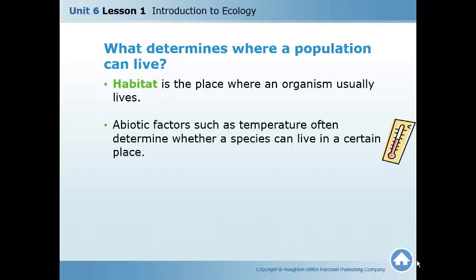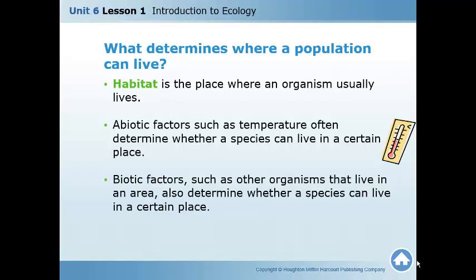And in the Midwest, abiotic factors such as temperature often determine whether a species can live in a certain place. So if this species of squirrels cannot handle cold weather, well then they won't survive around here. They'll have to find a different place to live, or their species will not survive.